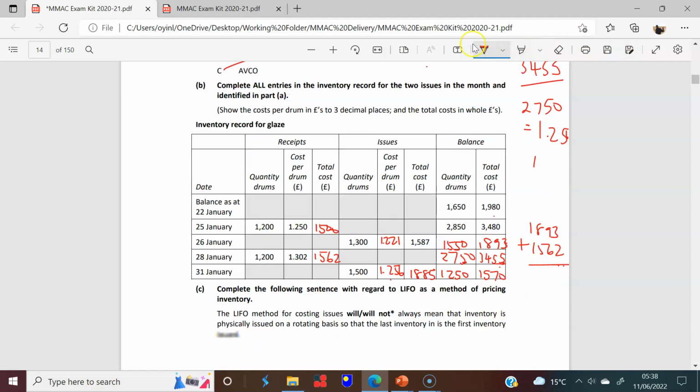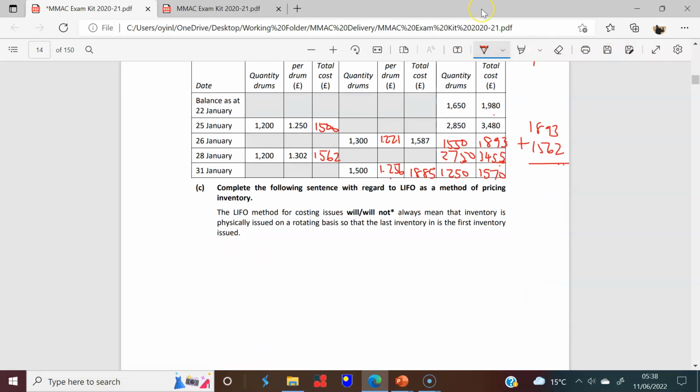So that's B done. It says here, let's complete the sentence with regards to LIFO as a pricing method. The LIFO method for costing issues means that we use the last inventory arriving first. It always means that the inventory is physically issued on a rotating basis, so that the last inventory in is the first inventory issued. Yes, that's correct, because that's what's happening, isn't it?